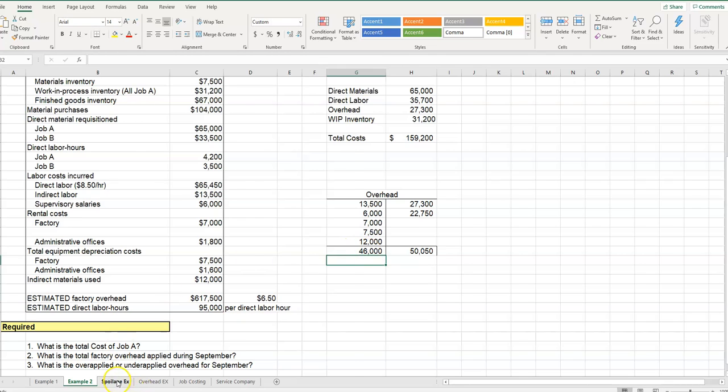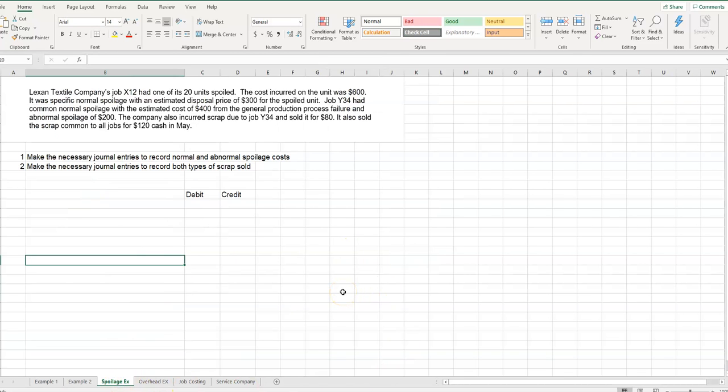The next example that we're going to look at are the journal entries to record normal spoilage, abnormal spoilage, normal scrap, and scrap that is common to all jobs. So when we manufacture, we have a normal amount of scrap and spoilage. Sometimes our scrap can be sold. We're going to record the sale of scrap and our spoilage.